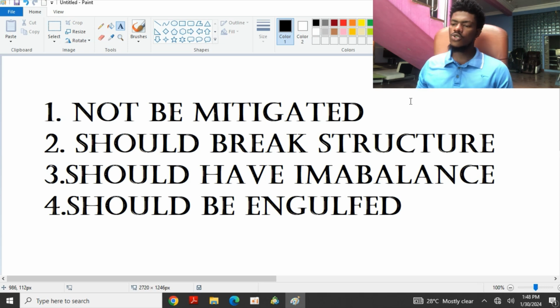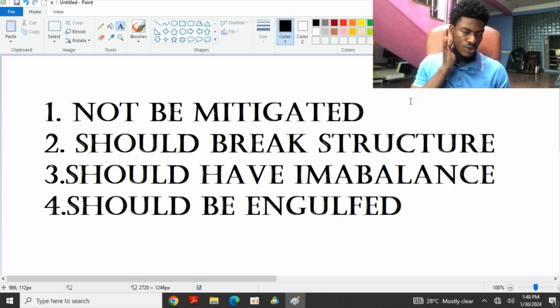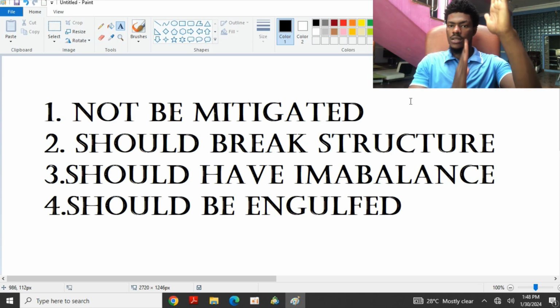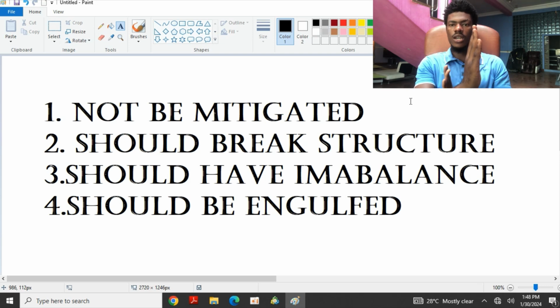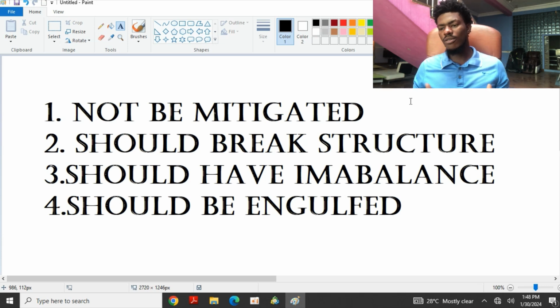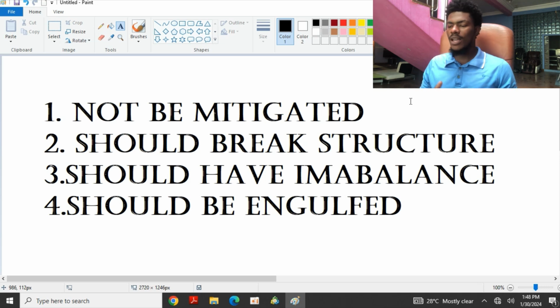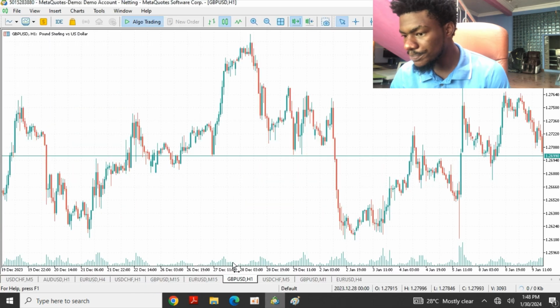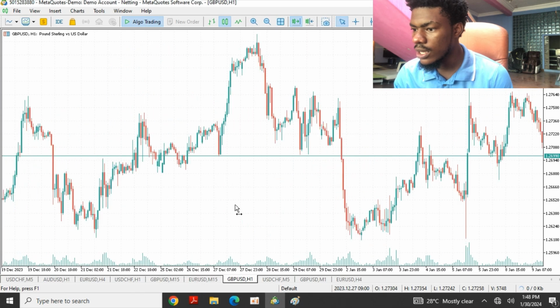Number three, you should have an imbalance. You know what we call a fair value gap? There's one candle here, the second candle here, and the third candle is here. The candle in the middle should have a gap in between it. Once there is a gap, the order block that sponsored that gap is a very valid order block. And number four, it should be engulfed. I'm going to explain that one now. So let's go to our chart and see what I mean.